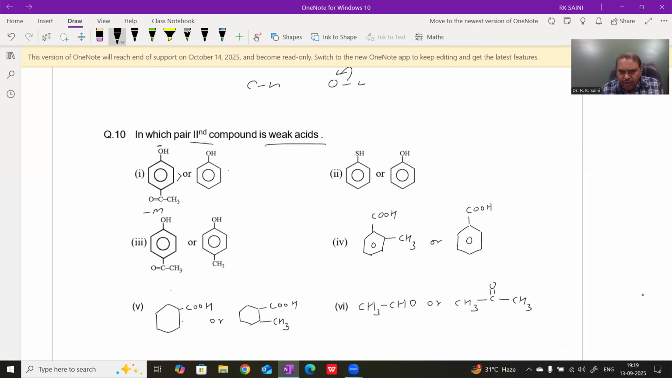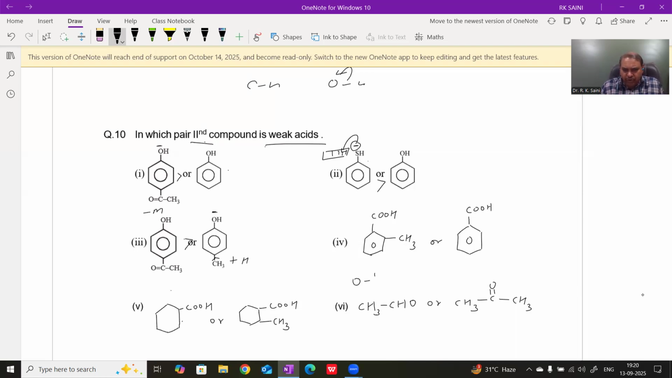In the case of thiophenol and phenol, sulfur carries empty orbitals and the negative charge disperses into them, so the first is more acidic. In the next compound, the first is also more stable, because due to the plus H effect of the methyl group, it destabilizes the phenate ion. The first is more acidic.